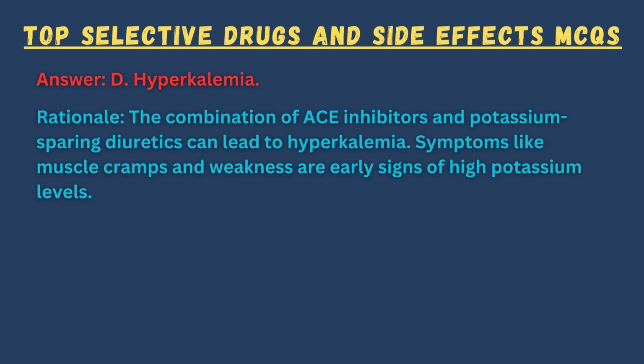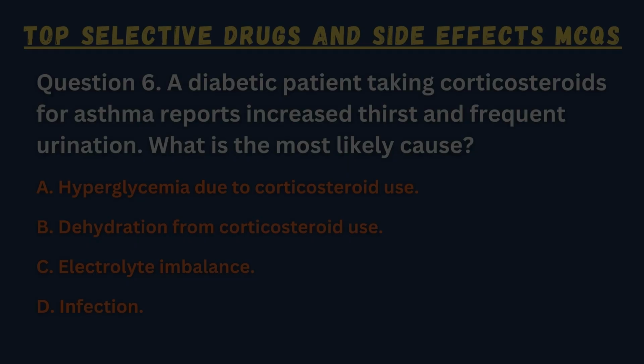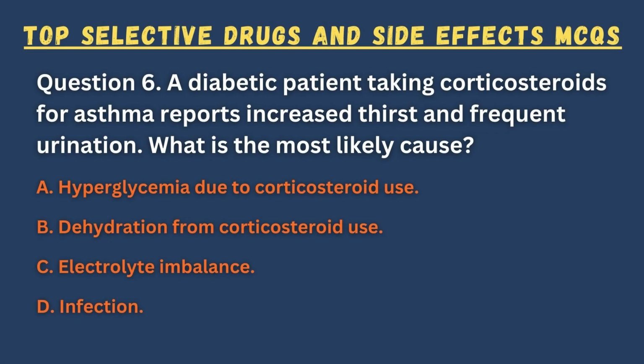Rationale: the combination of ACE inhibitors and potassium-sparing diuretics can lead to hyperkalemia. Symptoms like muscle cramps and weakness are early signs of high potassium levels. Question 6. A diabetic patient taking corticosteroids for asthma reports increased thirst and frequent urination. What is the most likely cause?